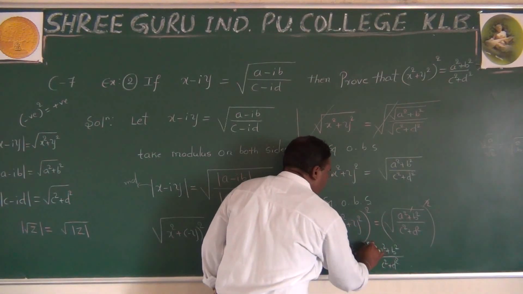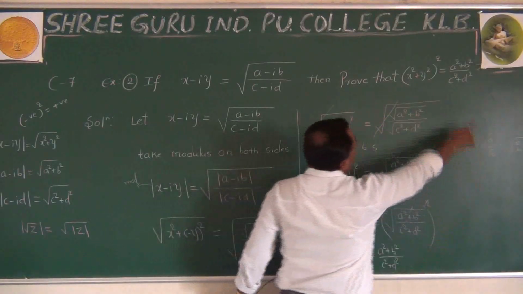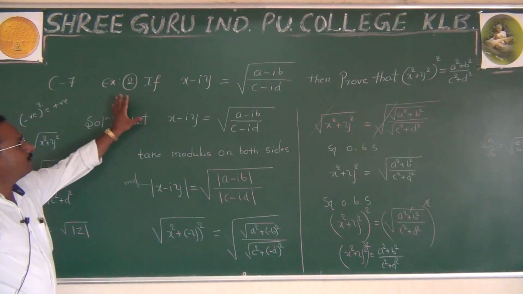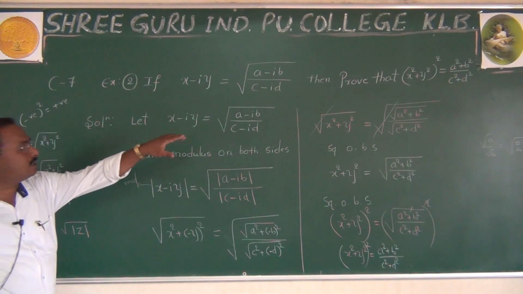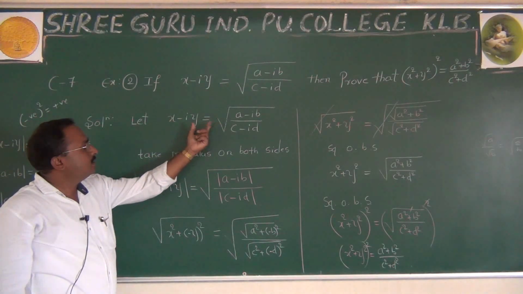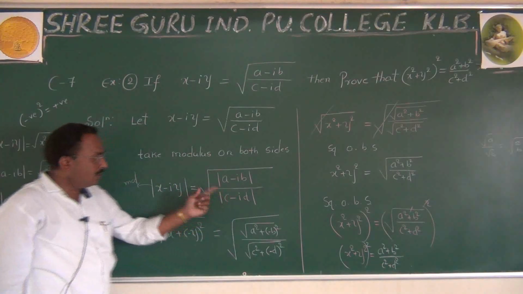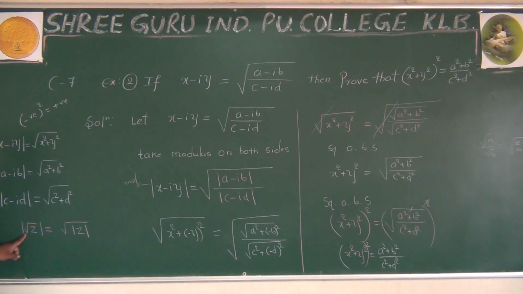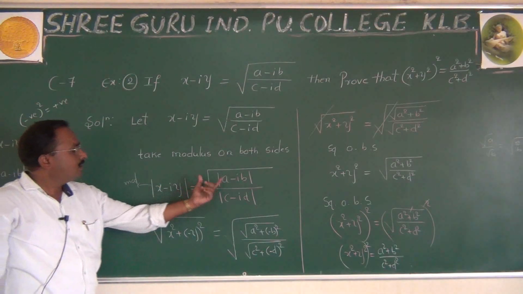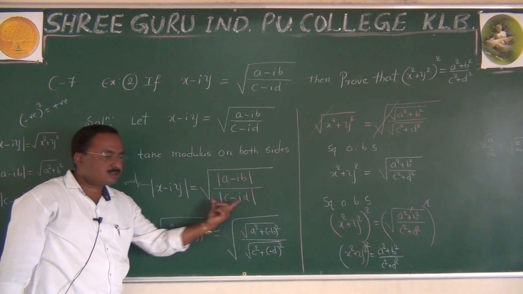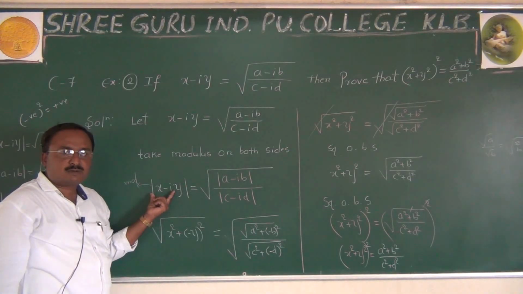Any doubt? This is a complex number. Prove that one is there. If this is the condition, take modulus on both sides. Here, square root of modulus of the object is what? Root modulus. Only complex numbers apply for the modulus. Modulus of this is a square plus b square. Modulus of this is square root of c square plus d square. Modulus of this is square root of x square plus y square.